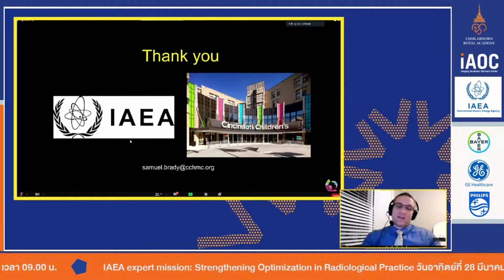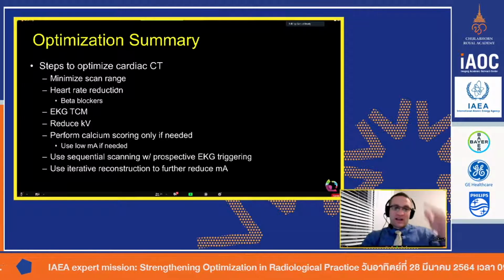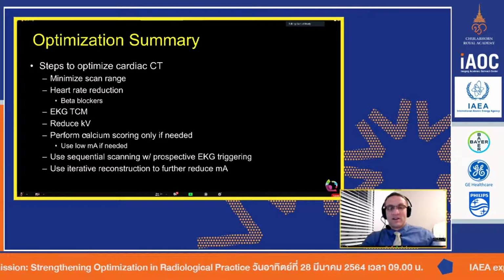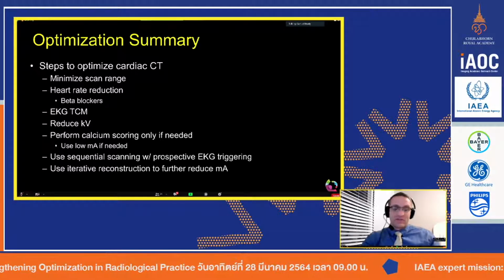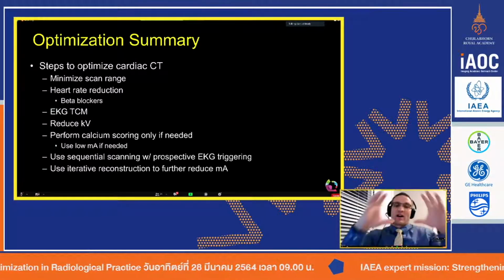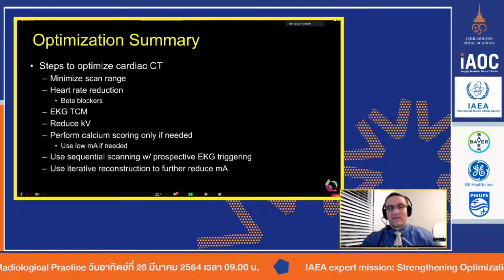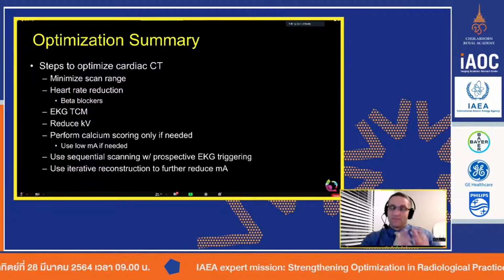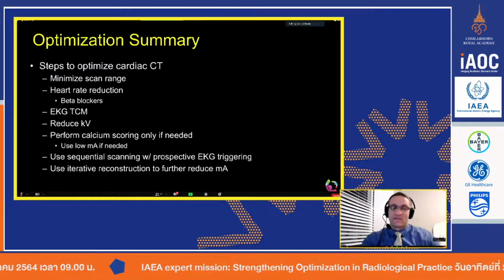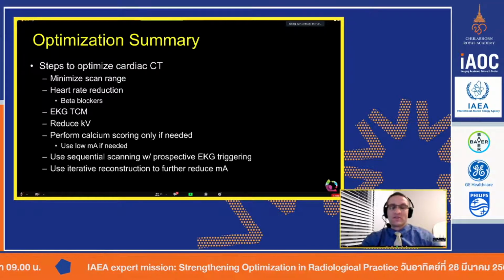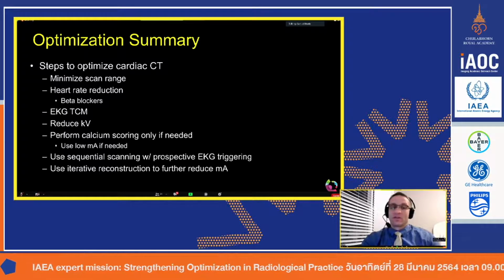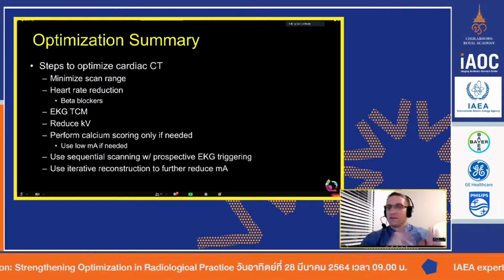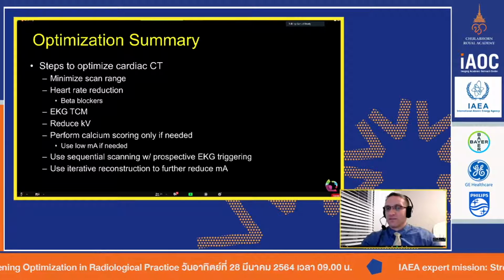So these are probably the higher level steps to optimizing the image. And it really just depends on the technology that you have. But even the older scanners, 5, 10 years old, you can still acquire a really good cardiac image. Your dose will probably just be a little higher. All right, that's all I have for you.